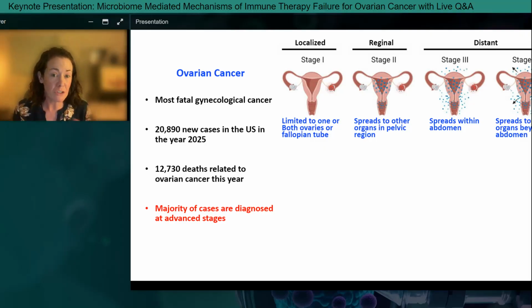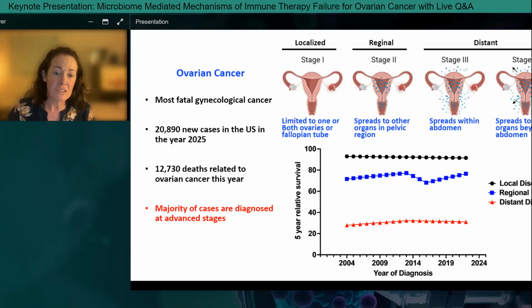And one of the largest barriers to treating and reducing the mortality associated with this disease is that the majority of cases are diagnosed at advanced stages of disease, when the disease has progressed either within the abdomen or beyond the abdomen. And so this is why oftentimes ovarian cancer is referred to as a silent killer, because oftentimes when it's stage 1 or 2, women don't even realize that they have ovarian cancer.